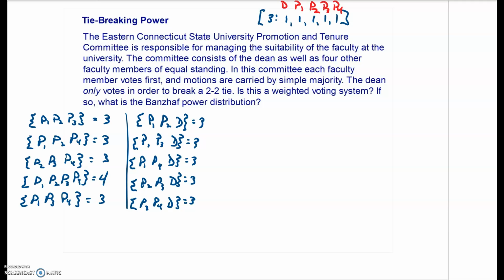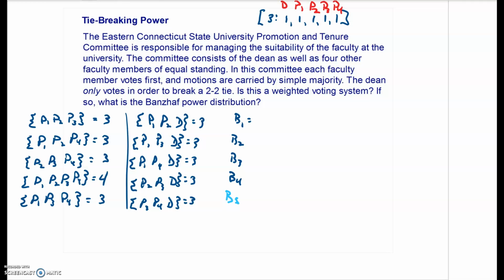So what we want to do now is find the Banzhaf number for each individual player. So Banzhaf 1, Banzhaf 2, Banzhaf 3, Banzhaf 4, and then this last one I will color differently, because that's the dean. This is the dean's Banzhaf power number.